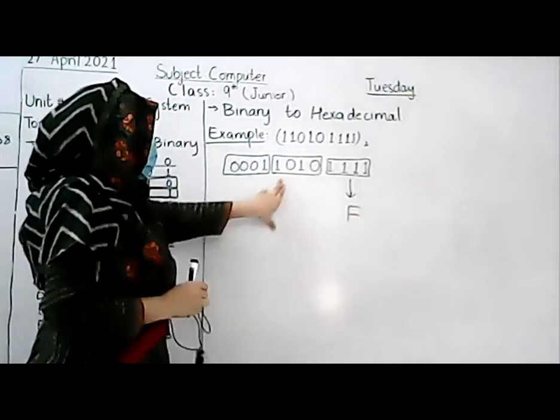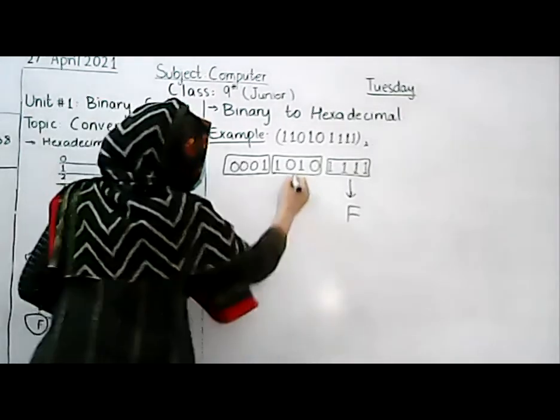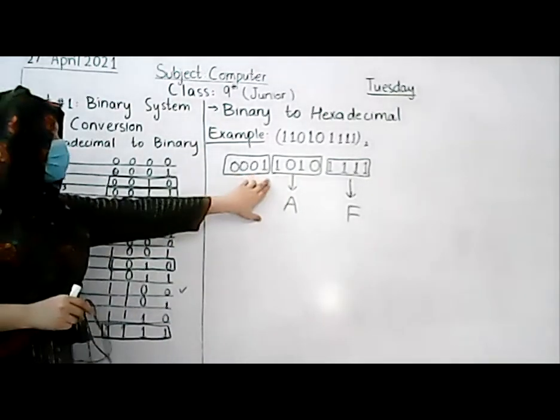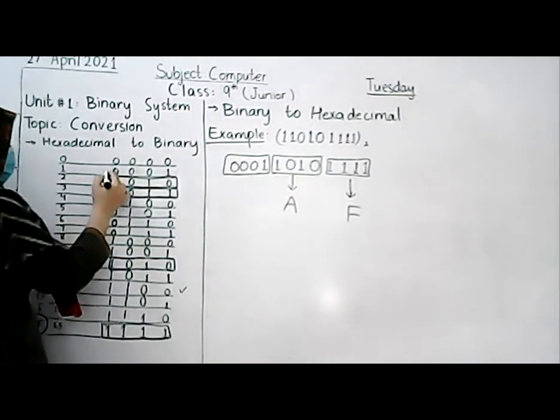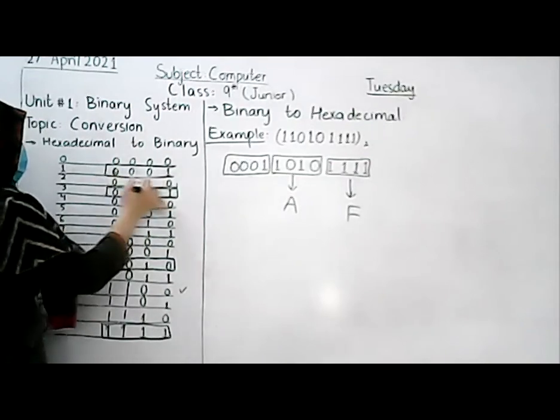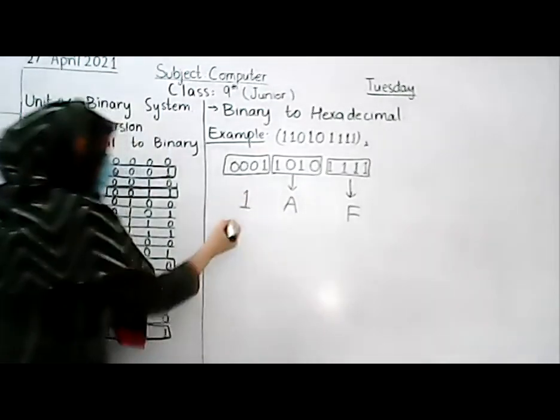And then we will go for 1010. In this table, where you can see 1010, we can take this one, 1010, and this will be A. So here we will go for the A. Now we will go for triple zero and 1. So here you can find it. Triple zero and 1, which is 1 in hexadecimal. So we will go for the 1.